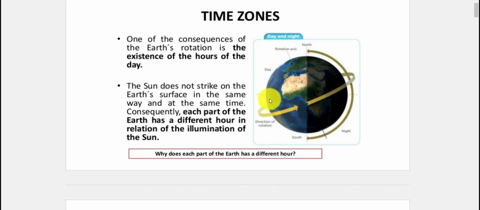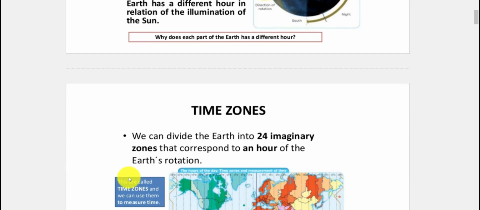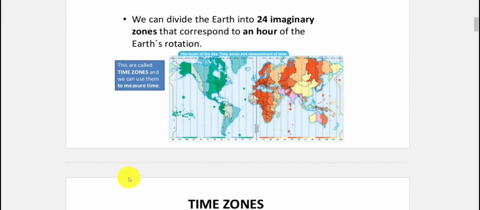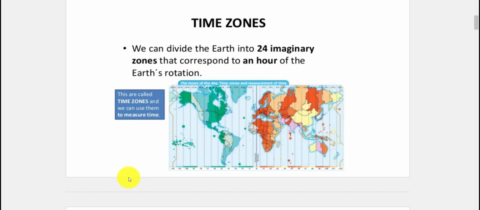And so what you see here is with this arrow we're showing the direction of the rotation of the Earth, which is it rotates from the east to the west, and again the arrows are pointing this way. You can see that part of the globe is illuminated with sunlight and part is in darkness, which is representing night. So we can divide the Earth into 24 imaginary zones.